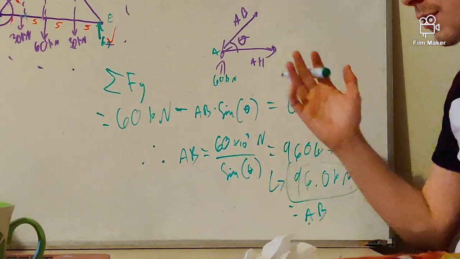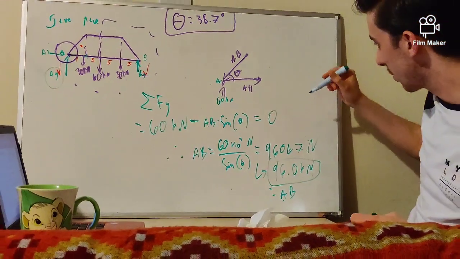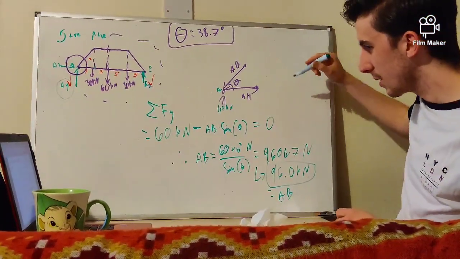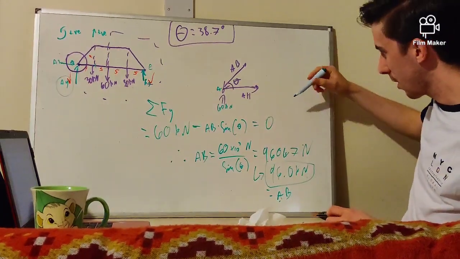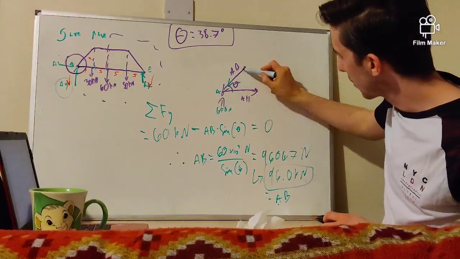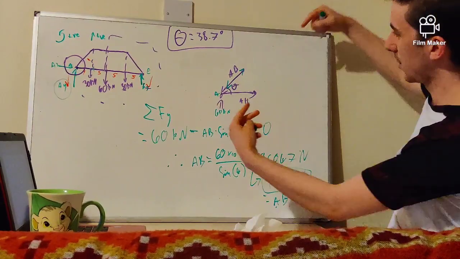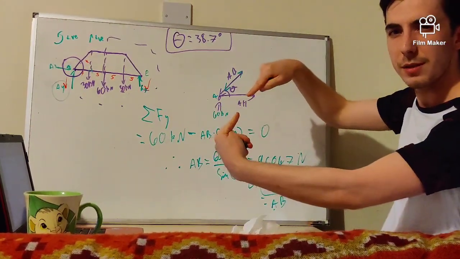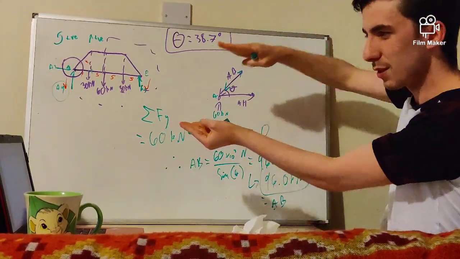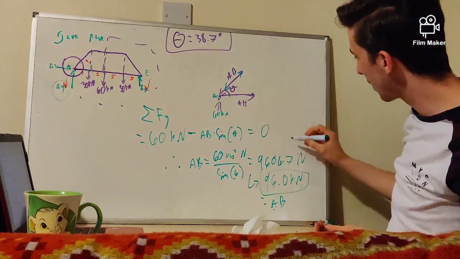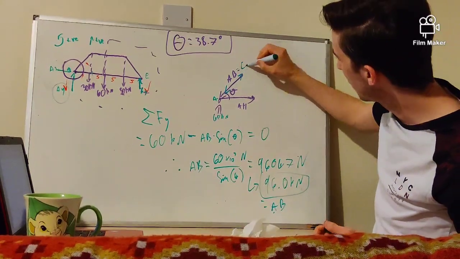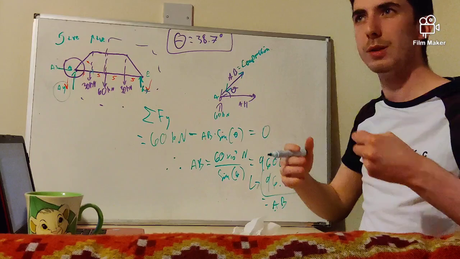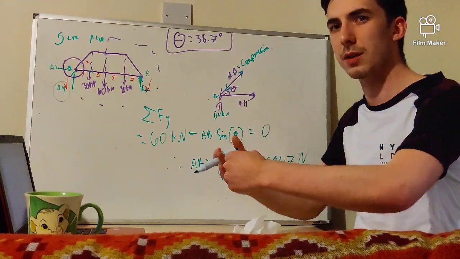Hopefully that makes sense. If not, just drop me an email and I'll try and explain it back. So what we can determine from that is that because it's acting this way, the force is actually squishing the bar. Everything's pushing onto it, it's in squish. We can determine that AB is actually in compression. So when we ask you to comment on the kind of reaction, remember that's what we mean.